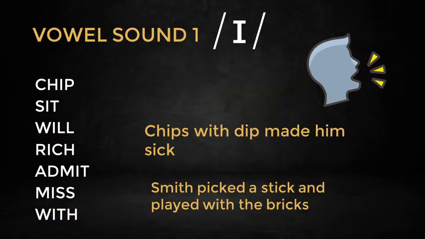No problems. I have to slow down sometimes, okay? It confuses the mind. That's the intention. So you learn the words individually. Chip, sit, will, rich, admit, miss, with. Chips with dip made him sick. Smith picked a stick and played with the bricks. And then you repeat, okay?